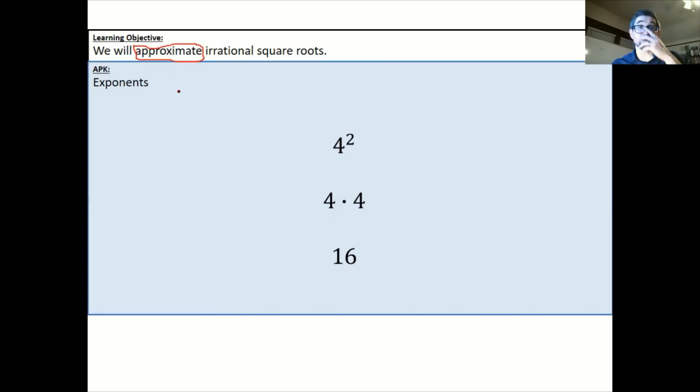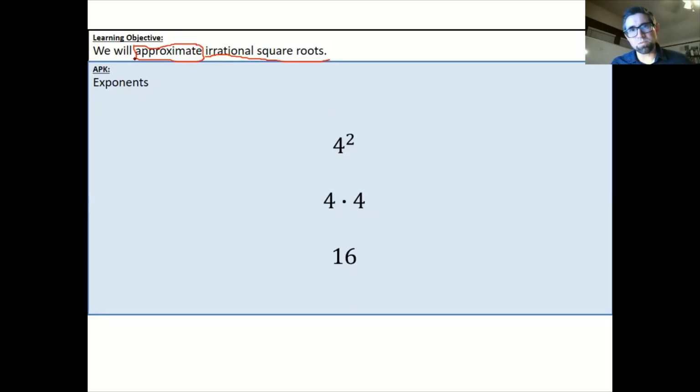Approximating something means that we are getting as close to the actual value as possible, and that's different than estimating, which is usually thought of as making a best guess or an educated guess. Approximating, we're actually going to use a system in order to get as close to the number as possible, or as desired. Now, our concept here is irrational square roots. We're going to talk about that more on the concept page because we'll need some examples to go through that. So again, today we will approximate irrational square roots.